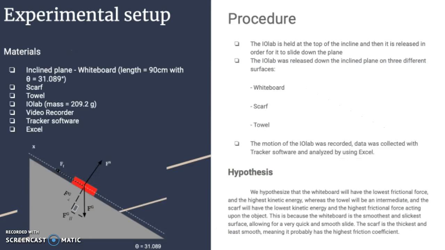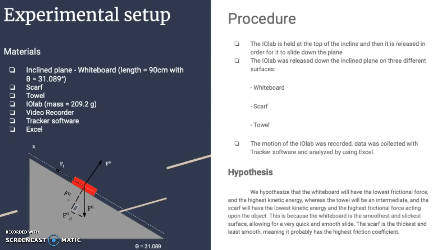Experimental setup. Here are the materials that we used in order to produce our data. And now I'm going to read through the procedure. The IO lab is held at the top of the incline and then is released in order for it to slide down the plane. The IO lab was released down the inclined plane on three different surfaces, which were a whiteboard, a scarf, which is safe to mention was very thick, and a towel. The motion of the IO lab was recorded. Data was collected with Tracker software and analyzed using Excel.